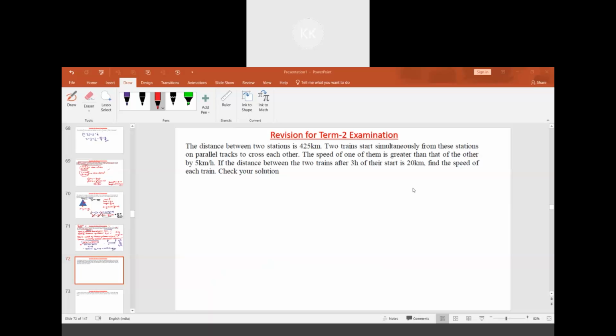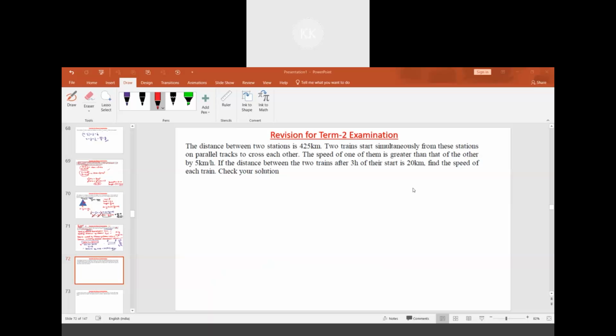Sir, they can also be traveling in the same direction. They can cross that way also, if one of the speeds is more and the other is less. So we will try in both conditions, sir. Shall we try in both the conditions? Yes, sir.